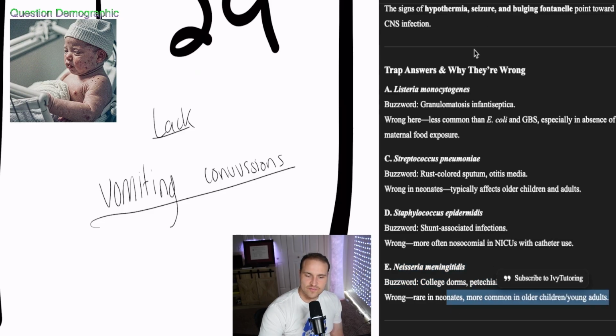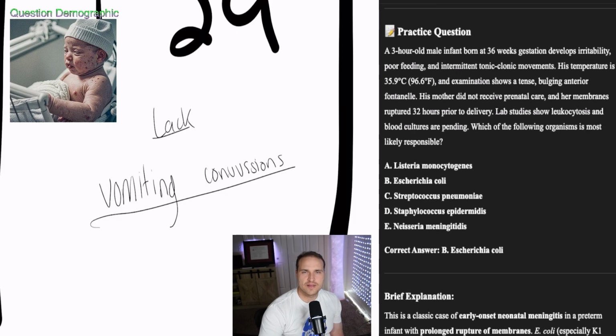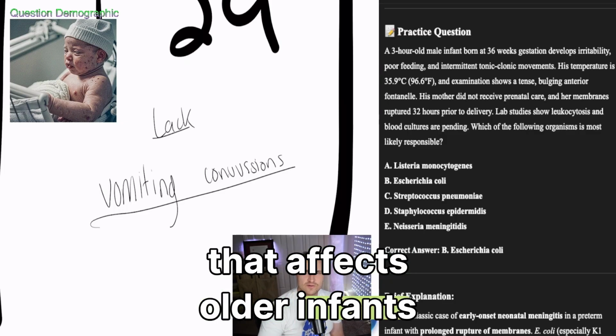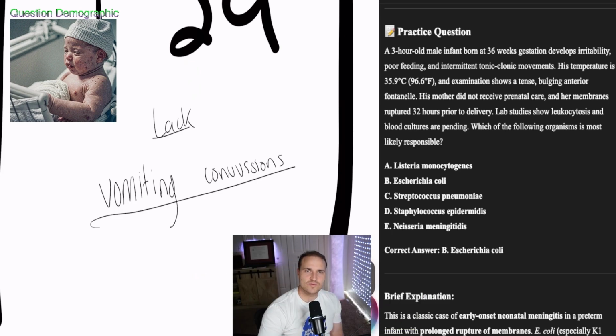Early onset neonatal meningitis is probably going to be E. coli, just because usually they'll give you some sort of CSF culture that'll make it really clear. They might even tell you it's a gram-negative rod if they're being easy. Lactose fermenter is unique to E. coli. Neisseria meningitis affects older infants, children, and adolescents, not neonates. Streptococcus pneumoniae is more common in toddlers and older children. So this is really just a timeline thing.